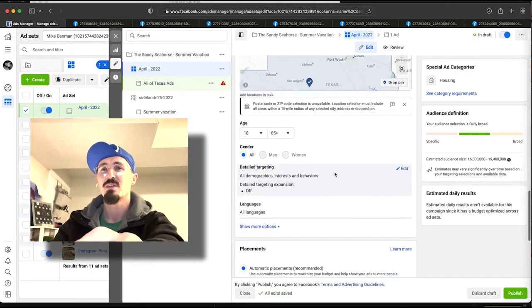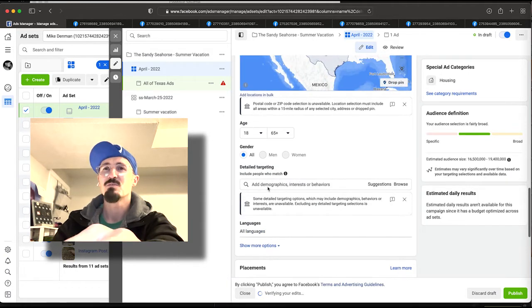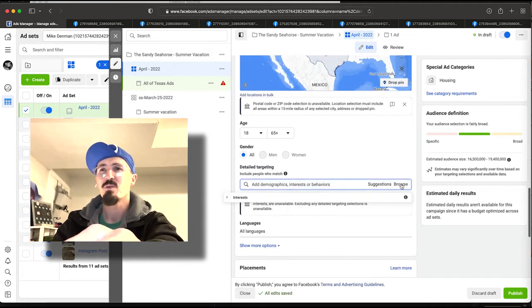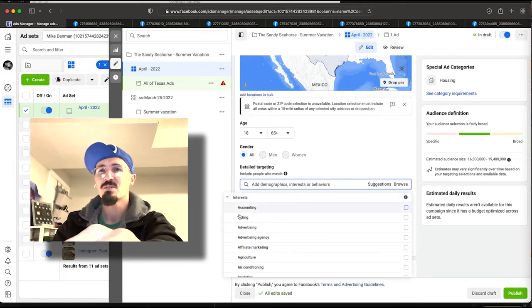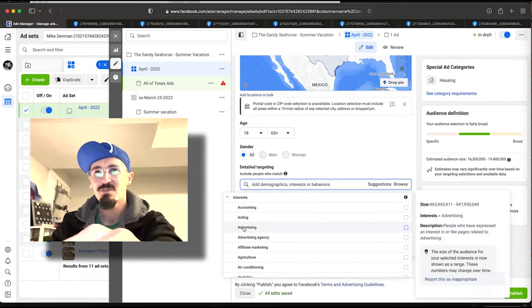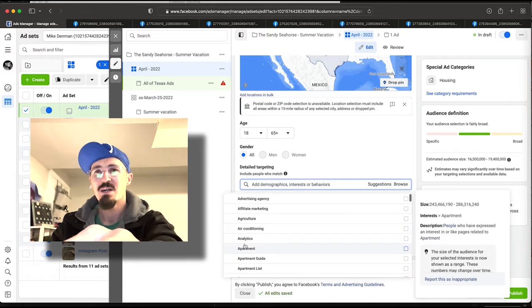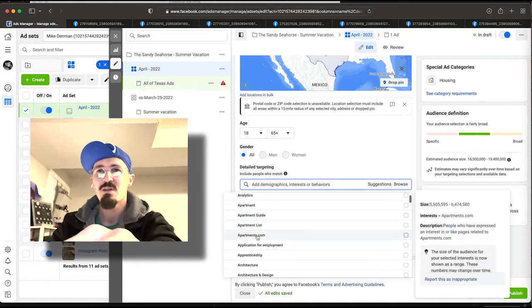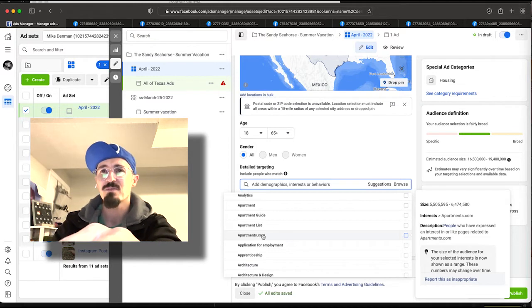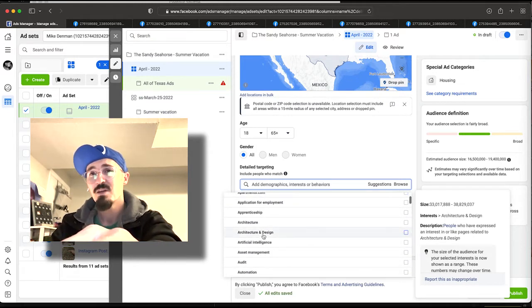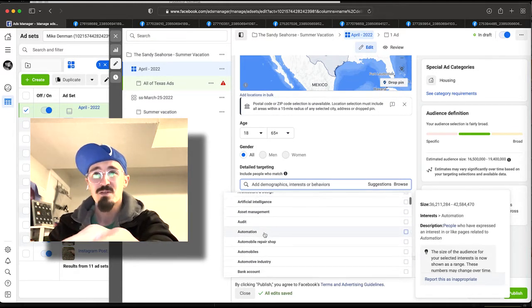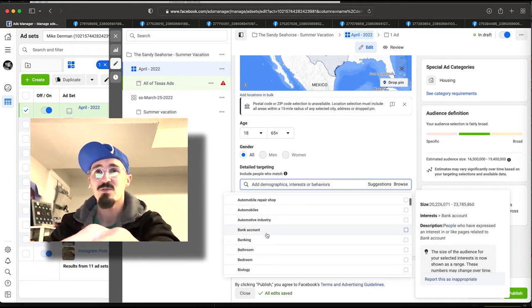And obviously you can't do any detailed targeting too much. Last time I checked this thing, it was broken. But if I want to browse, look, it has interests. You can say accounting, that's really fun. Advertising. Now, apartments.com, that would be people who rent, and I don't necessarily think that the demographic who's going to rent my Airbnb is going to be a renter. So I kind of avoid those things.